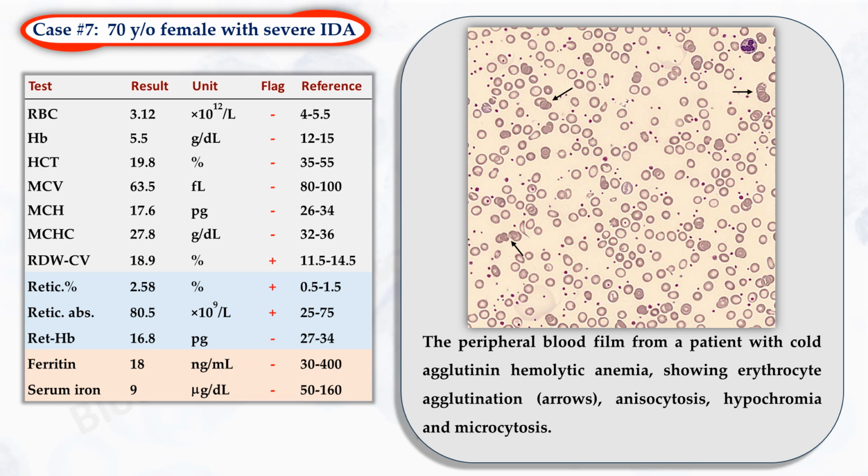Case number 7. A 70-year-old female with severe iron deficiency anemia. The peripheral blood film from a patient with cold agglutinin hemolytic anemia, showing erythrocyte agglutination, anisocytosis, hypochromia, and microcytosis.